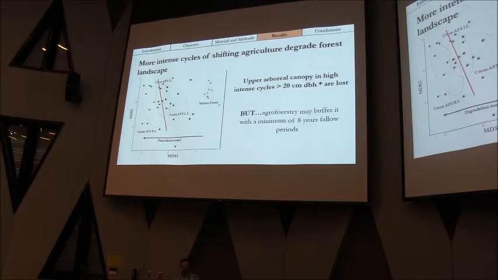And another important aspect here is that when we compare cocoa agroforestry systems with low intensification levels and intermediate intensification levels, it seems like they don't differ statistically. So that means that, again, 8 years of fallow period seems to be a threshold point for species composition conservation.